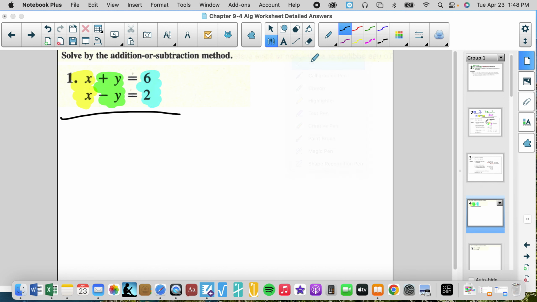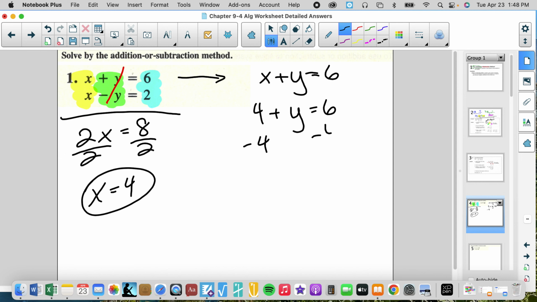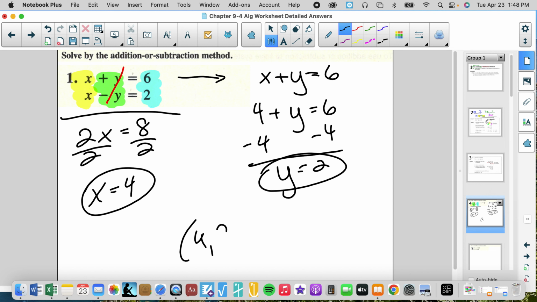And in this case, yes, I can. The y's will cancel out. We are left with 2x equals 8. We'll divide both sides by 2, and we get x equals 4. And then we can take either of those equations. I'm just going to take the top one, and I'm going to plug this x value back in, and we again end up with only one variable, which we can isolate and solve for, and we have our solution. So nice. And we can check it. 4 plus 2 is 6. 4 minus 2 is 2. That worked out.